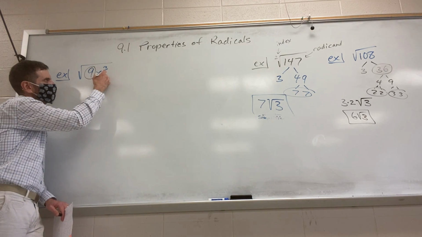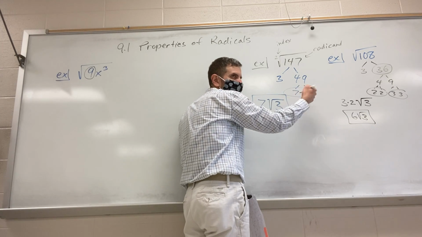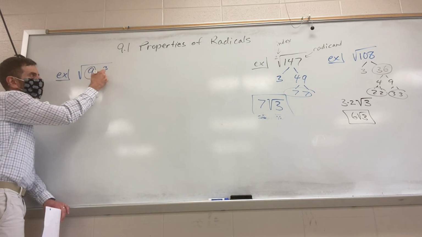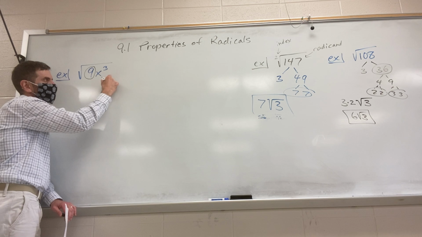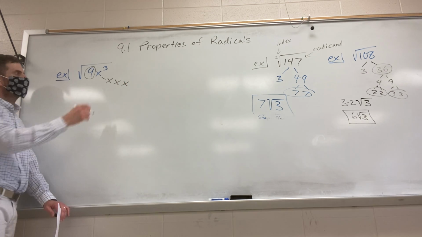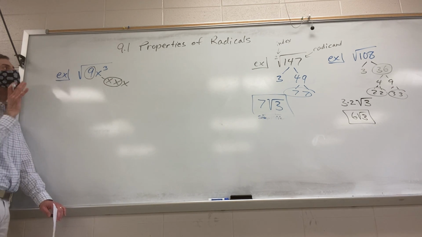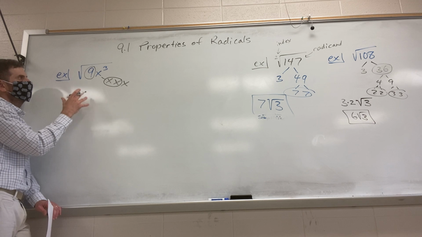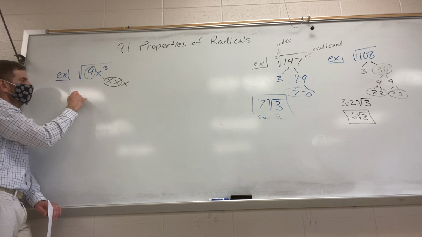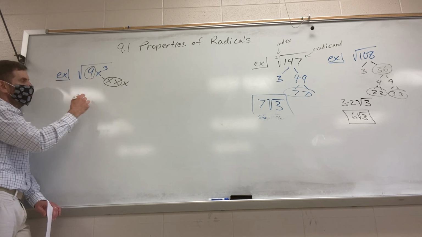Let's think about this for a second. You know how if we had a pair of factors, we could take it out, it was a perfect square? Can't you rewrite x to the third as x times x times x? We have a pair of x's. So what's going to come out? X squared. 3 squared. X squared. What's the square root of 9? 3. What's the square root of x times x? Just an x.